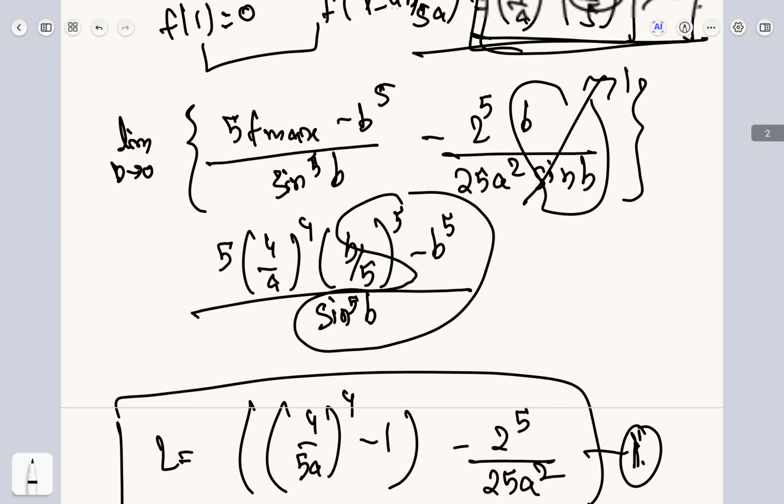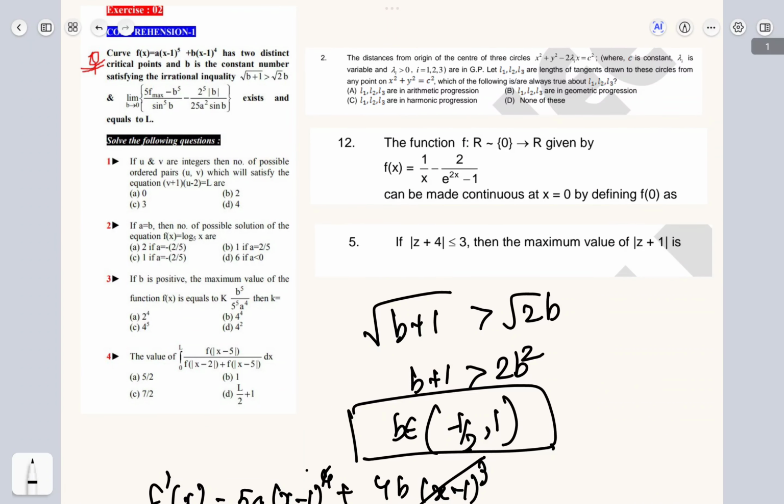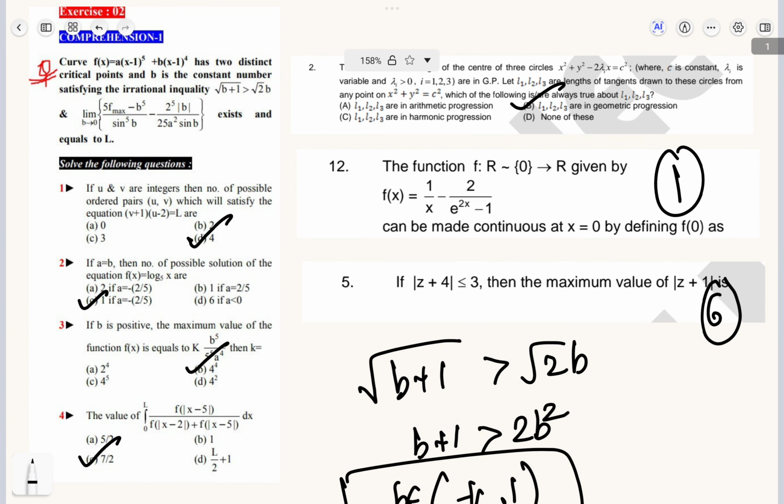This question was pretty good. I had 4: C, B, and C. This is B, this is 1, and this is 6. So if you have attempted them yourself, that's the answers for you.